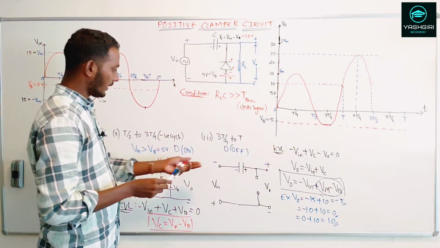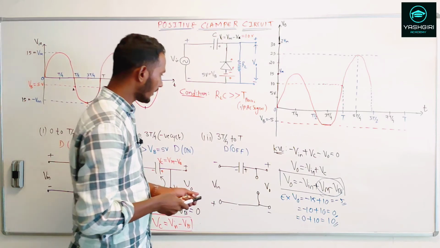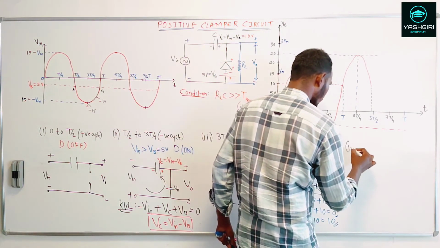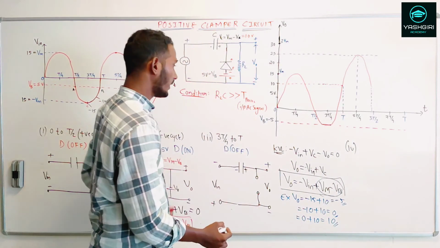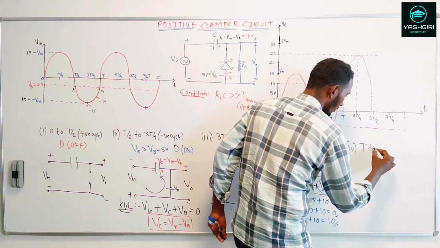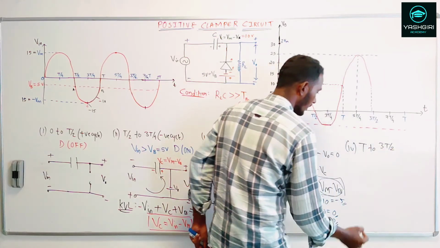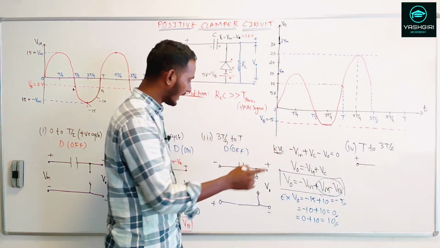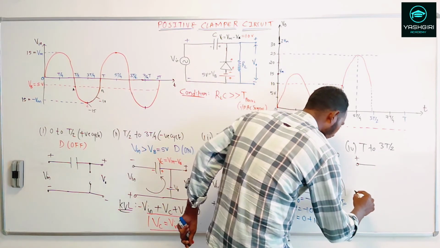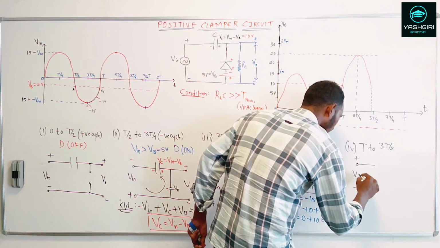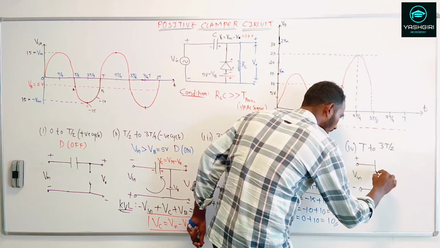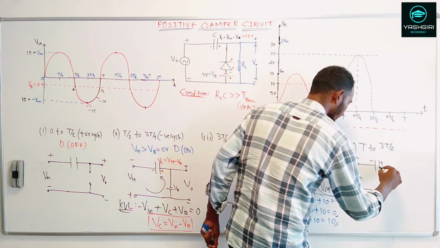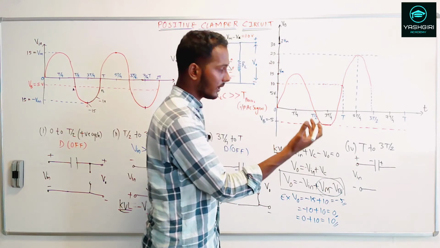Or else let me show the same output waveform, how I got it. Let me draw the equivalent circuit diagram for the fourth region, that is from T to 3T by 2. This time the polarity is getting changed: plus here, and negative here. This is my V input, and we already have a capacitor, with its voltage polarity marked, and we are interested in the V out.